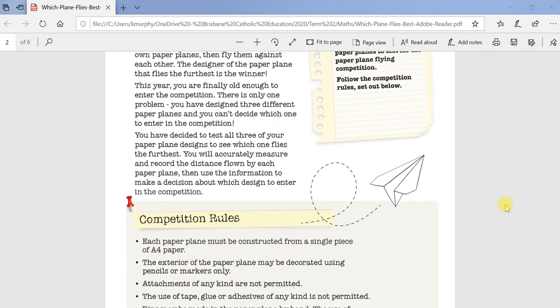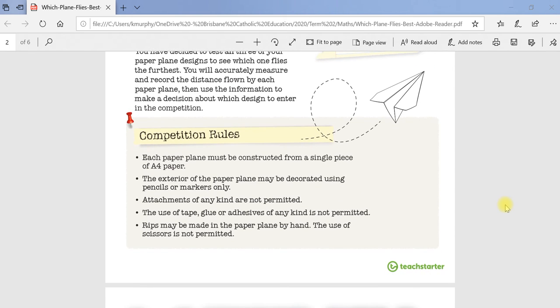So there are some rules that you need to follow below. Each paper plane must be constructed from a single piece of A4 paper, just like computer printer paper. The exterior of the paper plane, the outside of the paper plane, may be decorated using pencils or markers only. Attachments of any kind are not permitted. The use of tape, glue, or adhesives of any kind is not permitted. Rips may be made in the paper plane by hand. The use of scissors is not permitted.